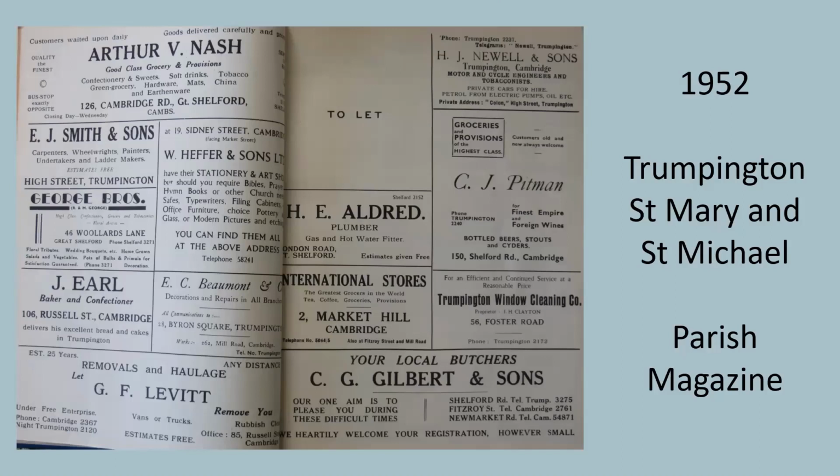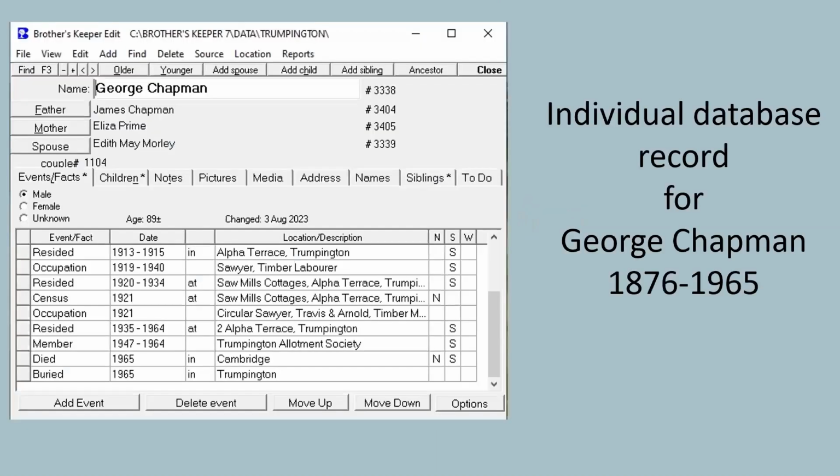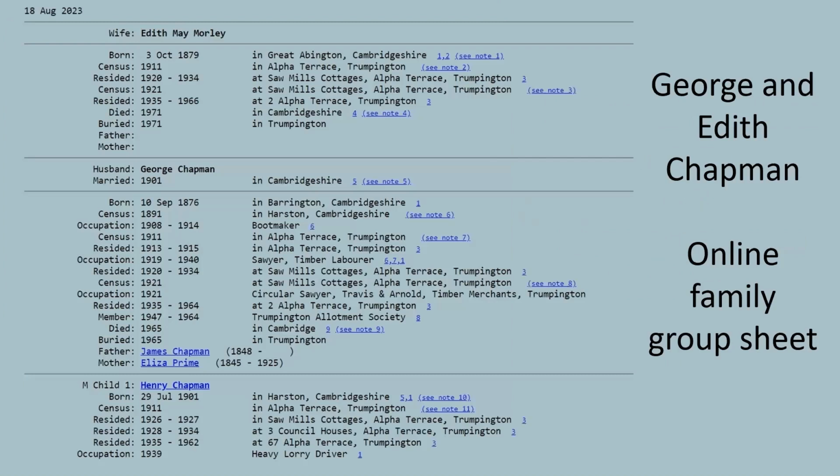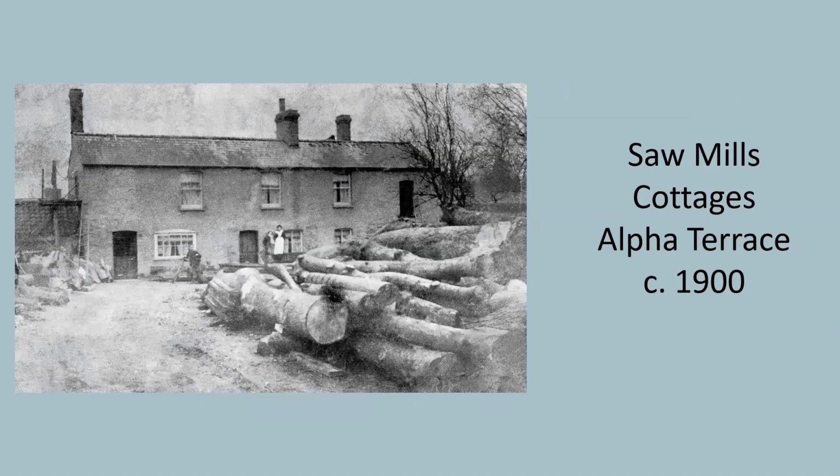Once we have all that information about the people, what do we do with it? It all goes into a family history database. I happen to use software called Brothers Keeper, but there are many options available. That, in turn, we convert into family group sheets, which get published online on our website. Here's the Chapman family again. And here's where they lived from 1908 onwards, Saw Mills Cottages in Alpha Terrace.